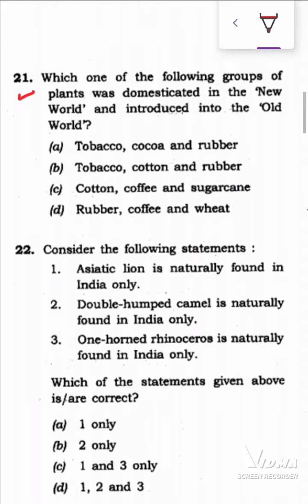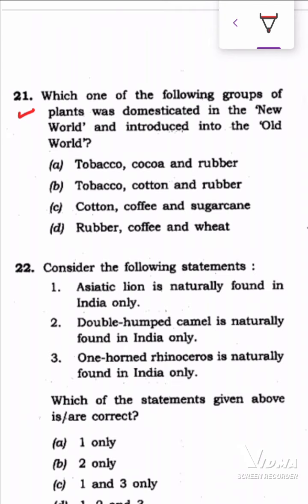Question number 21 says, which one of the following groups of plants was domesticated in the New World and introduced into the Old World? We have to see that the New World was actually discovered by the Europeans, and the New World was called America. America was called the New World, and the Old World was Asia. Asia means the Indian subcontinent and the Malay Peninsula.